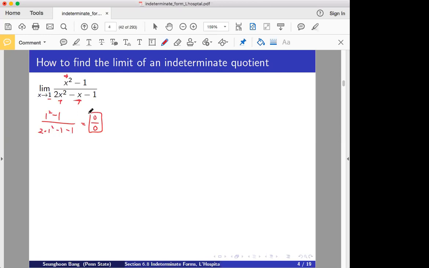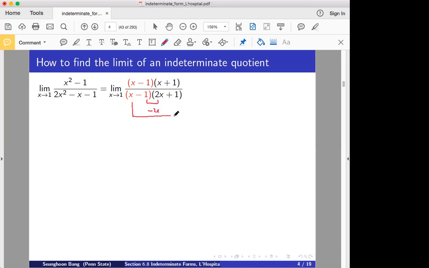How can you solve? So do you know how can you solve this problem? Yes, factor. So x squared minus 1 is x minus 1 times x plus 1. 2x squared minus x minus 1 is x minus 1 times 2x plus 1. Here, this is negative 2x. This is x. You add the minus x. Yes, so we have it, right? So we have it like this.